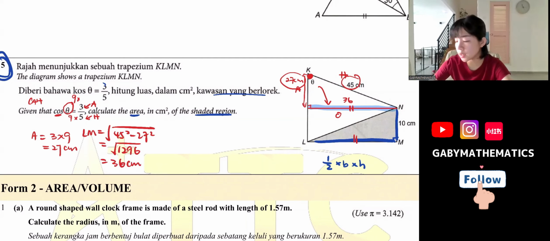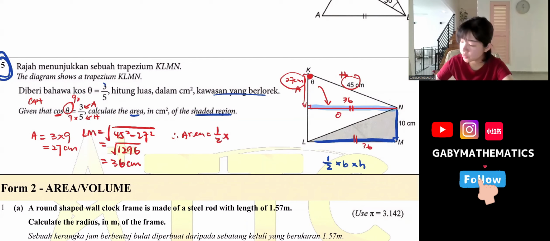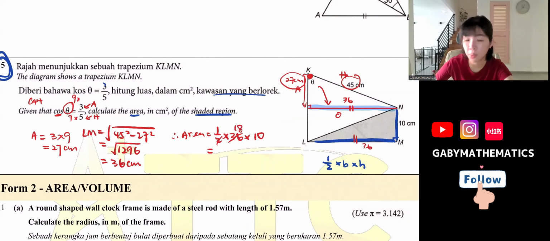So if this is 36 cm, now we can find the area of the shaded region, which is the triangle. 1 over 2, the base is 36 and the height is 10. And the answer will be 180 cm squared.